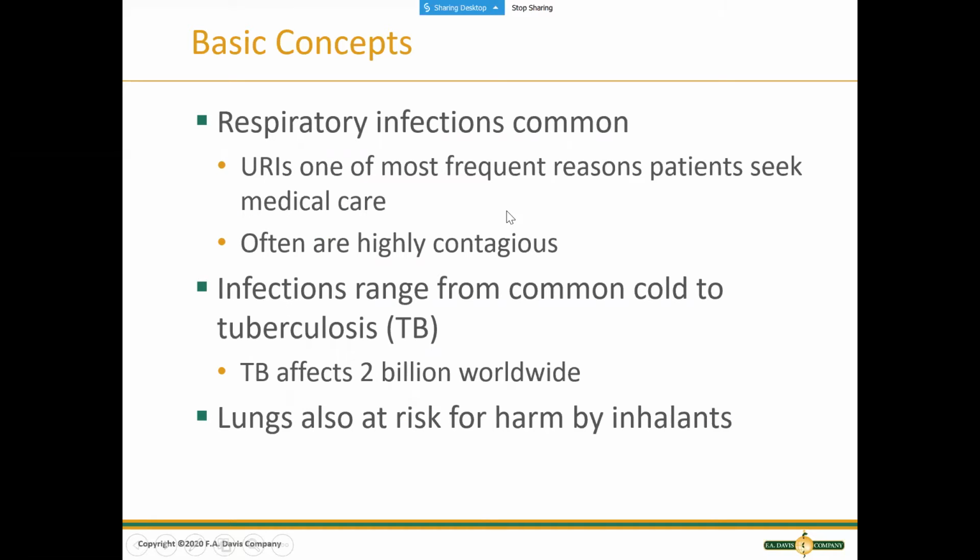Respiratory infections, very common. They're a leading cause of death. The leading cause of death in young people, children worldwide, are different respiratory infections. Tuberculosis is something that we don't see a lot of here in the United States, which is kind of weird considering that 1 out of every 4 people in this world have tuberculosis. TB affects 2 billion people worldwide. So 1 out of every 4 individuals alive on this earth have tuberculosis.